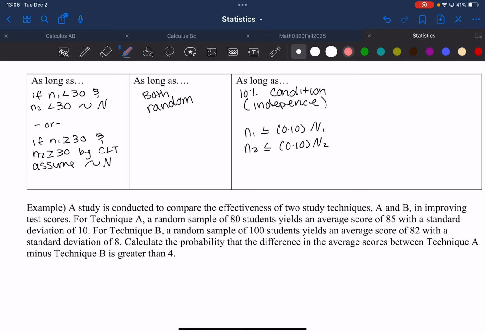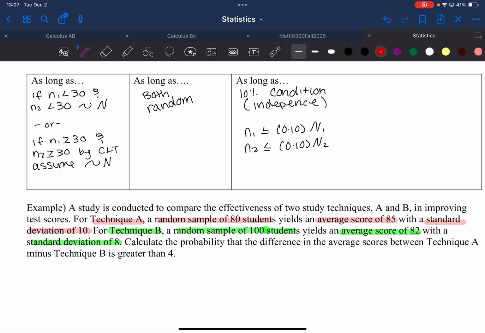That whole sentence is telling us everything we need to know about that first sample. So technique A, random sample of 80 students, average score of 85, and a standard deviation of 10. So that gives us our sample size N, our average or mu, our mean, and then our standard deviation or sigma. And then the next sentence says for technique B, a random sample of 100 students yields an average score of 82 with a standard deviation of 8. Okay, so that is our other sample.